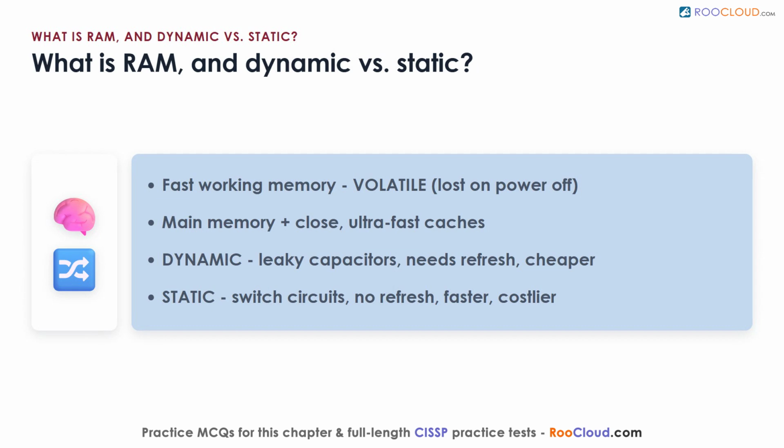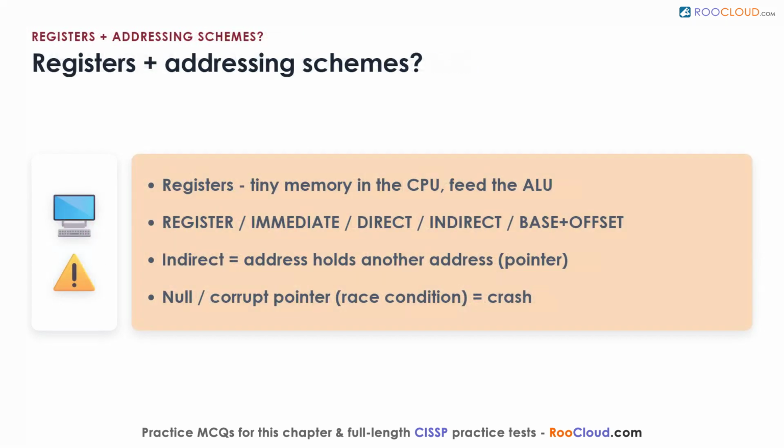Dynamic memory stores bits in tiny capacitors that leak charge, so the processor must constantly refresh them. Static memory uses switch-like circuits that hold their state without refresh, running faster but costing more. Designers blend the two to balance speed against price. Think of a cheap whiteboard whose ink fades unless you keep retracing it, versus a costly one that stays crisp on its own.